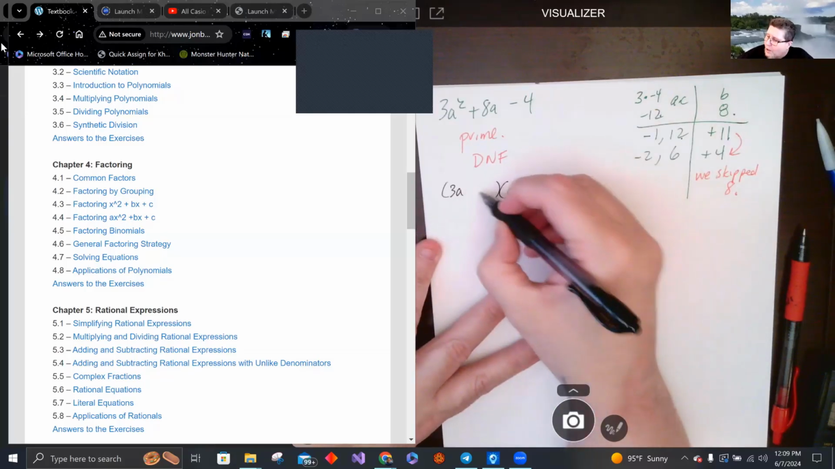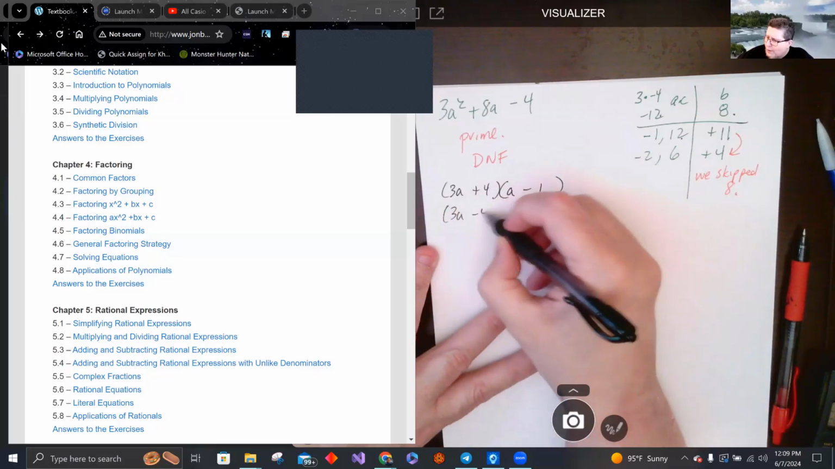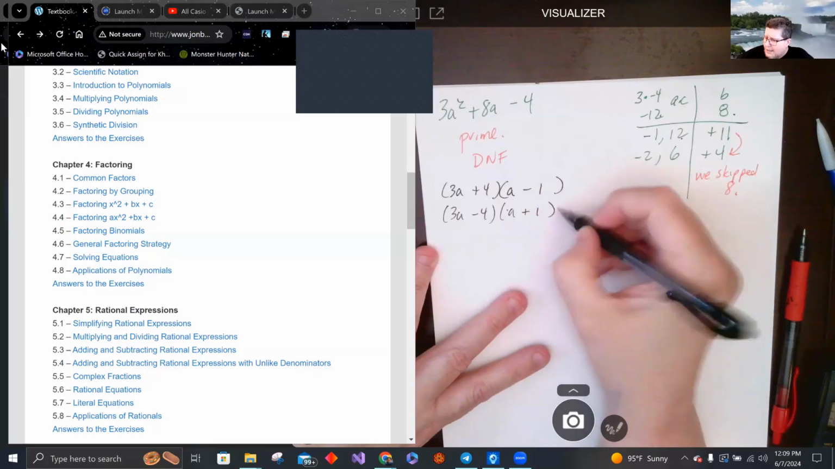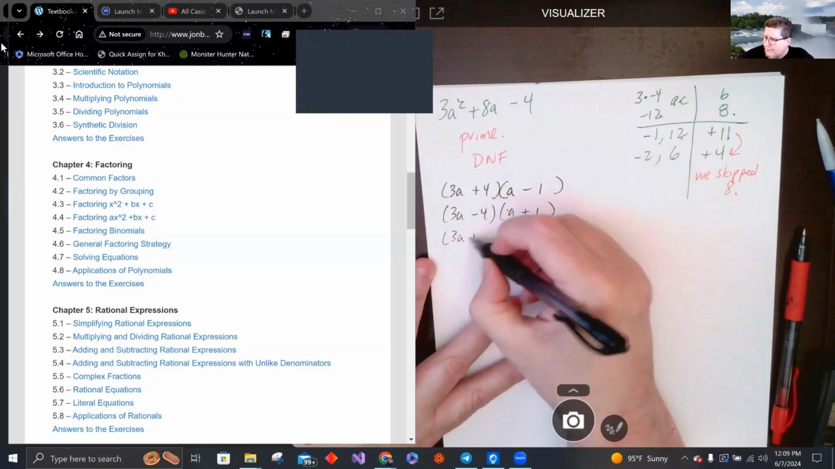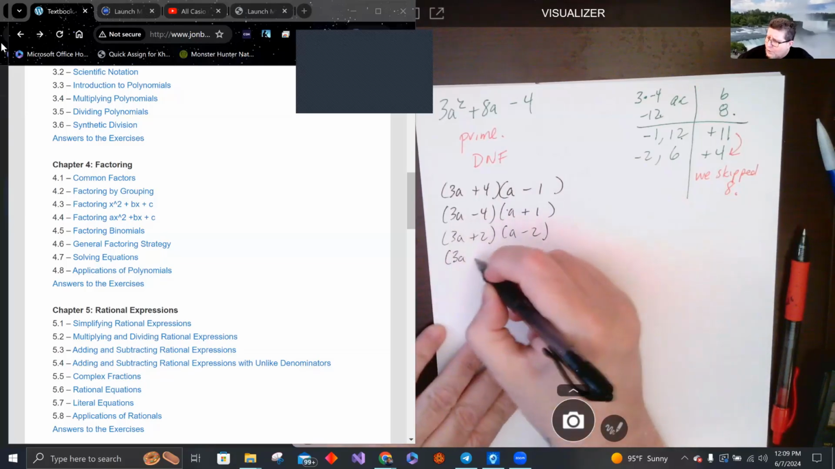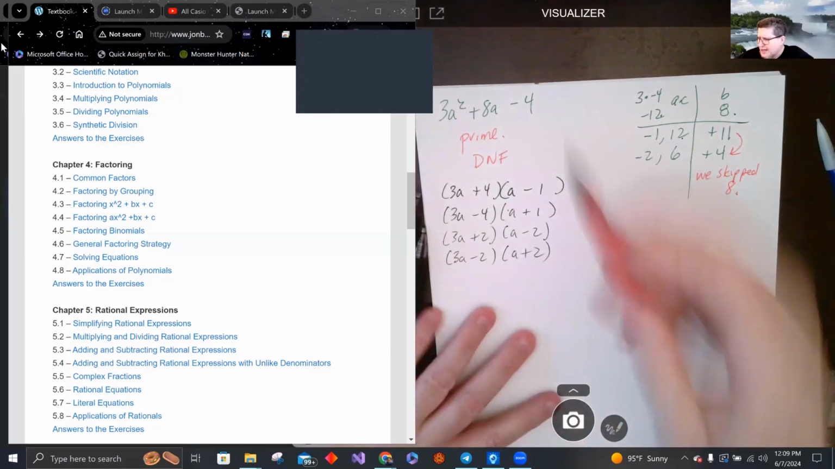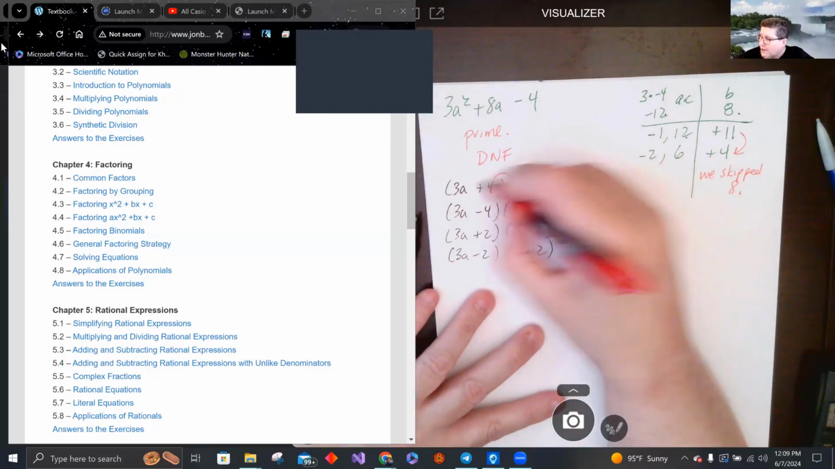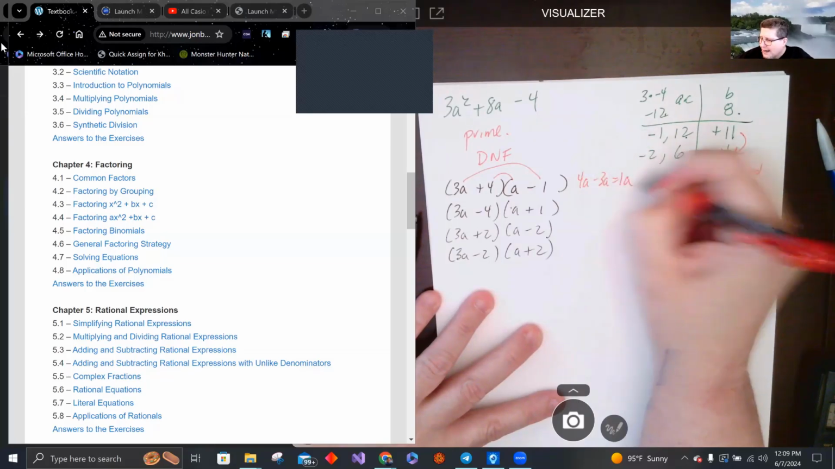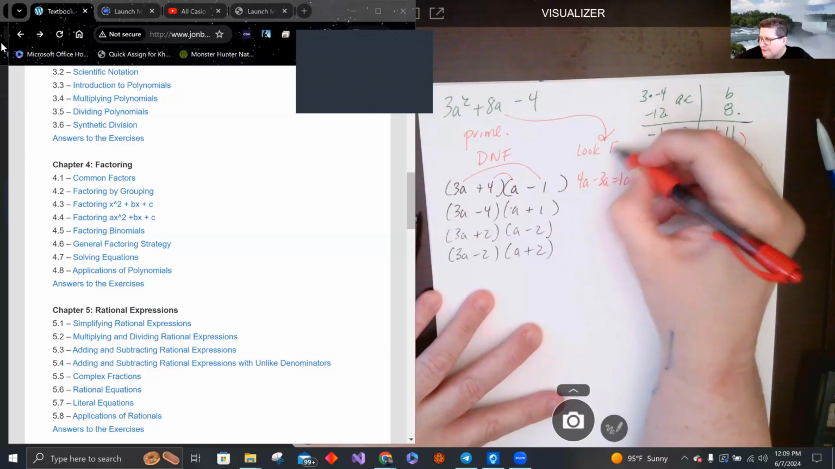Can I do plus 4 and minus 1? I could do minus 4 and plus 1. I could do plus 2 and minus 2. I could do minus 2 and plus 2. And the idea is to just start checking them and check what these add to. 4a minus 3a is 1a. And I'm looking for that. Look for 8a.